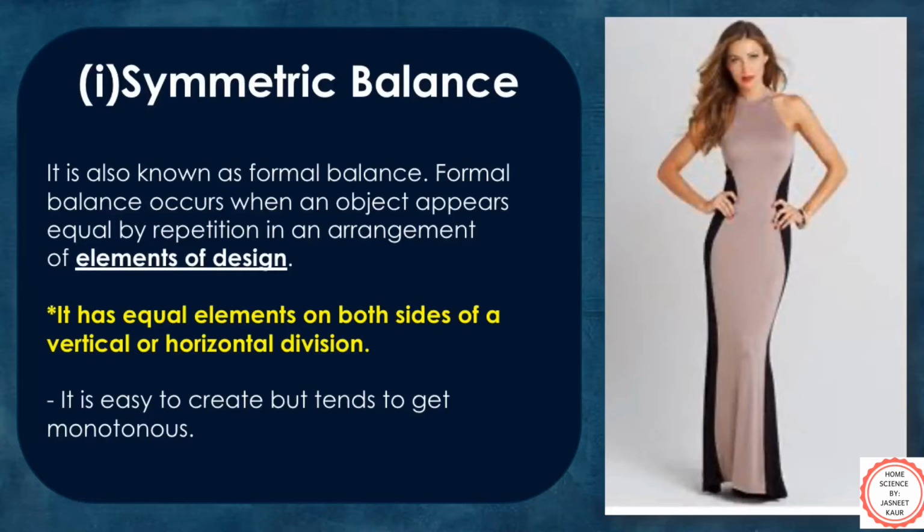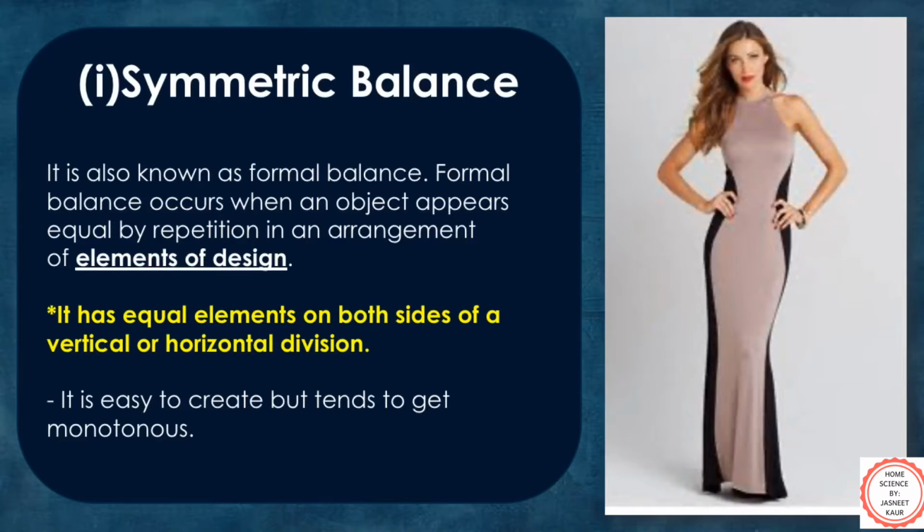Symmetric balance is also known as formal balance. It occurs when an object appears equal by repetition of an arrangement of elements of design. In simple words, we can say that if we cut the fabric vertically and horizontally, we will get equal elements on both the sides. Symmetrical balance is easy to create, but it tends to get monotonous or repetitive.